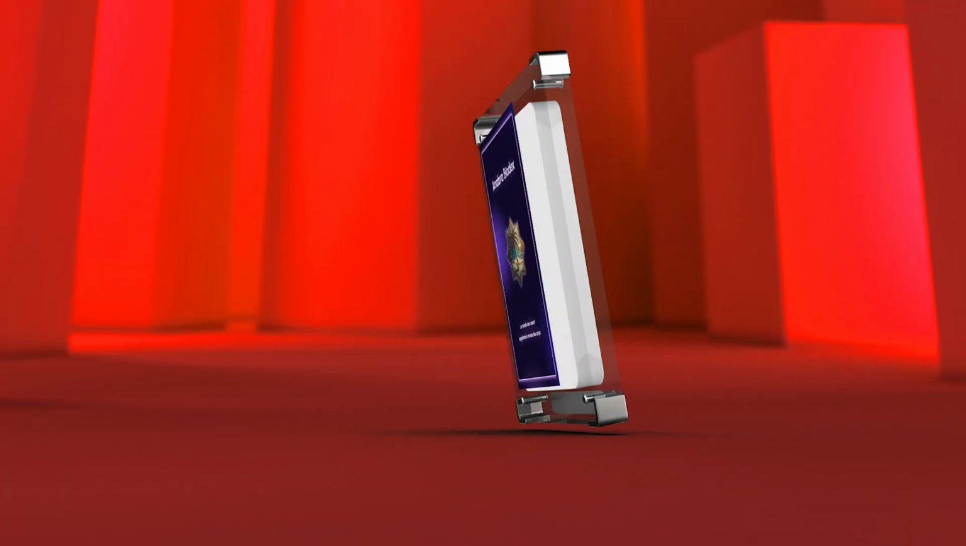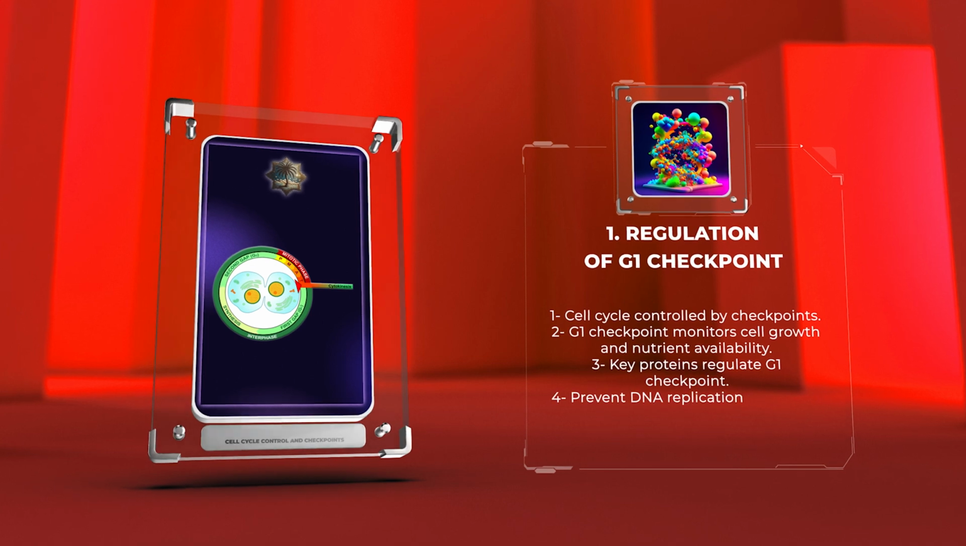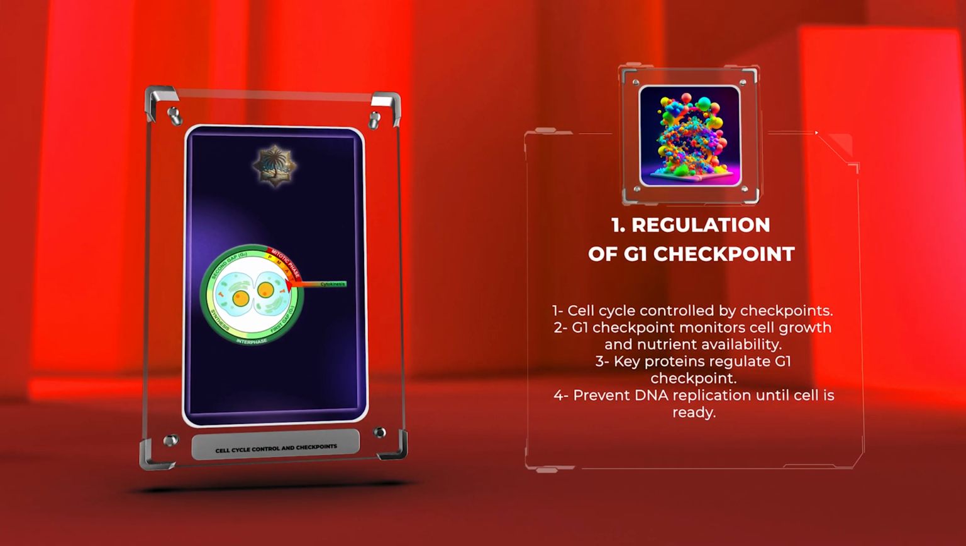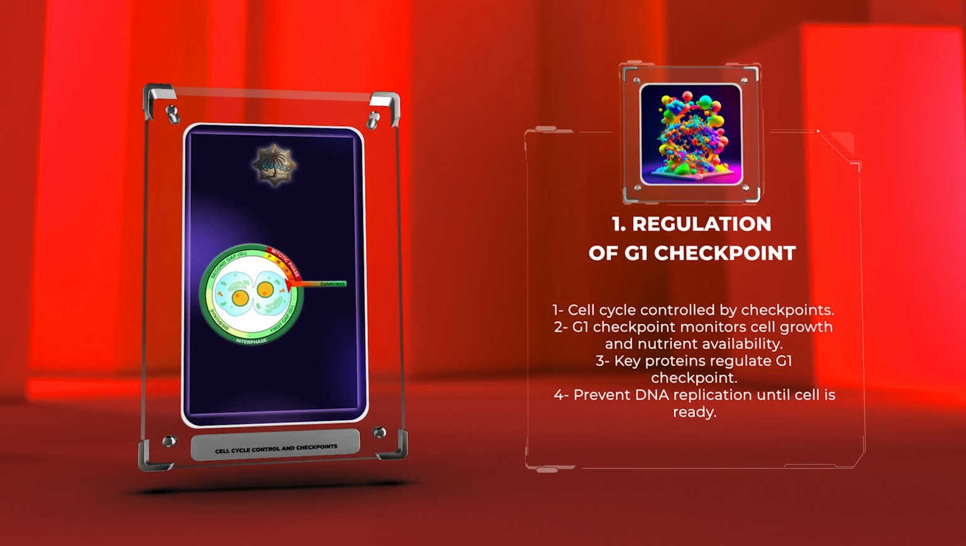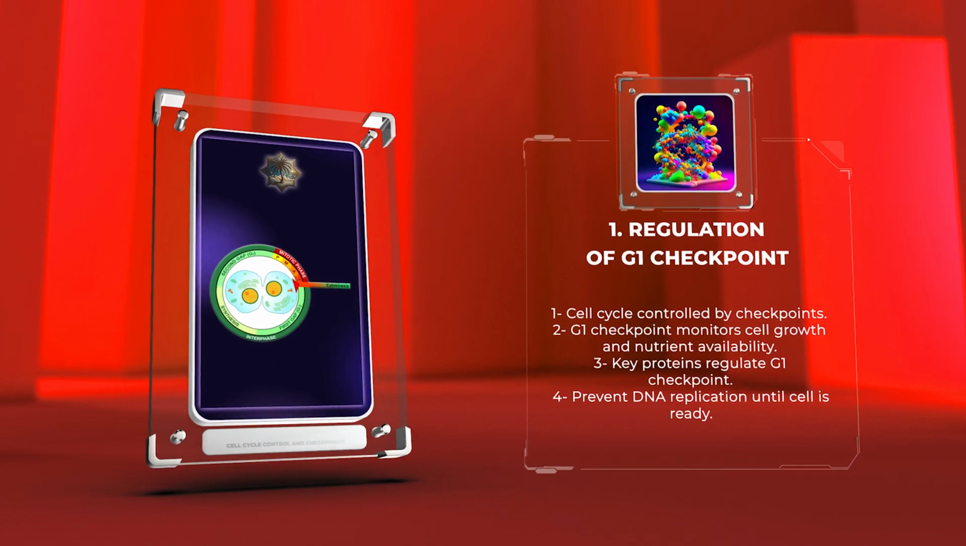The cell cycle is controlled by checkpoints to prevent abnormal cell proliferation. The G1 checkpoint monitors cell growth and nutrient availability before committing to DNA replication. Key proteins, such as cyclins, CDKs, and ARBA, regulate the G1 checkpoint, preventing DNA replication until the cell is ready.